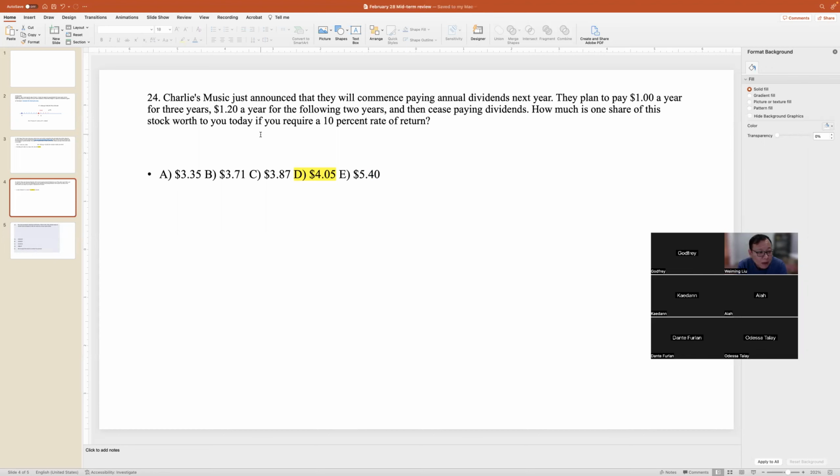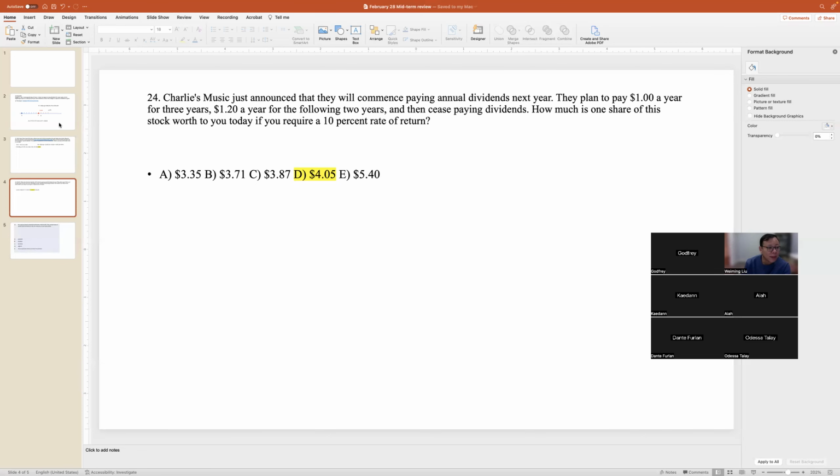Okay. So Charlie's Music just announced that they will commence paying annual dividends next year. They plan to pay $1 a year for 3 years and $1.2 a year for the following 2 years. Then cease paying dividends. How much is one share of this stock worth to you today if you require a 10% rate of return?